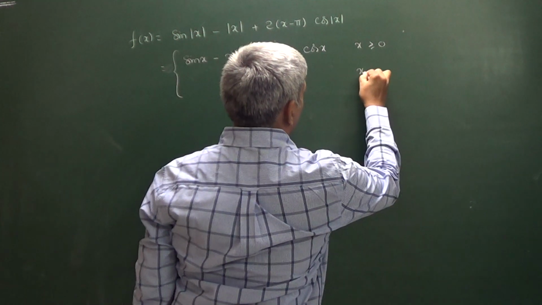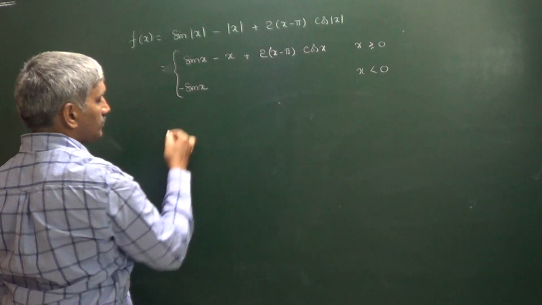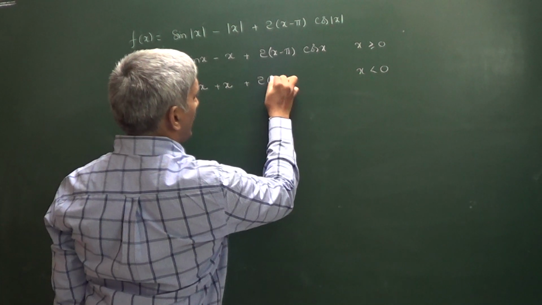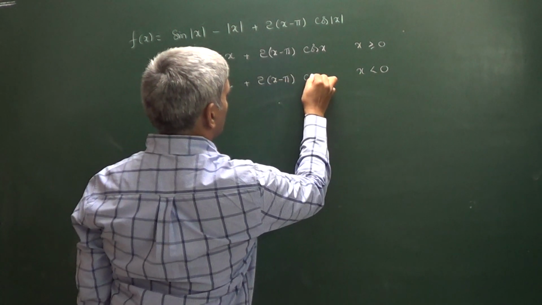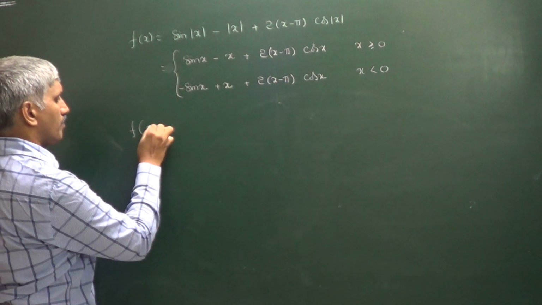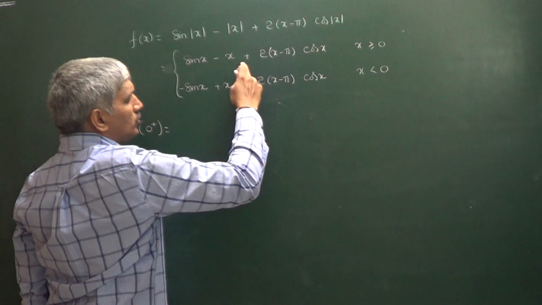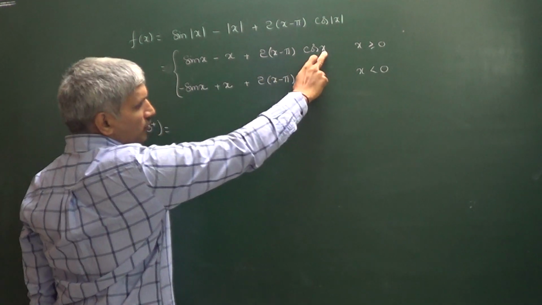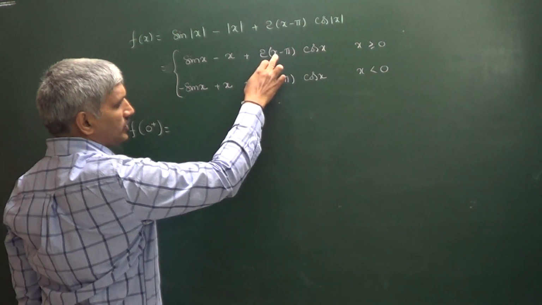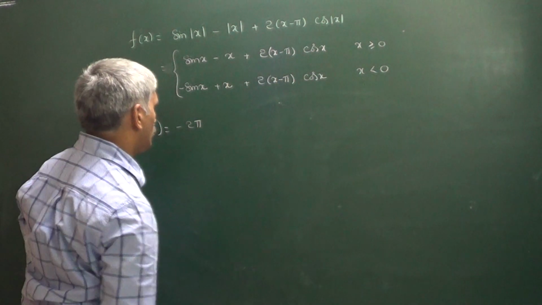Next case is when x less than 0. When x is less than 0 it becomes minus sin x, and it is plus x. Now we have plus 2 into x minus pi into cos x. So here if you put f of 0 plus, 0 plus means this function, put x equal to 0, substitute here, what will we get? We get 0 minus 2 pi into cos 0, which equals minus 2 pi.